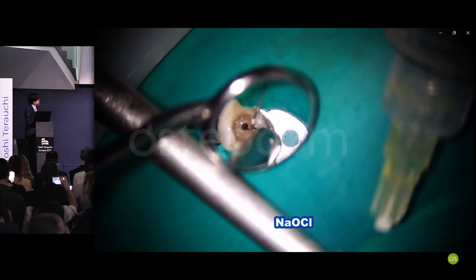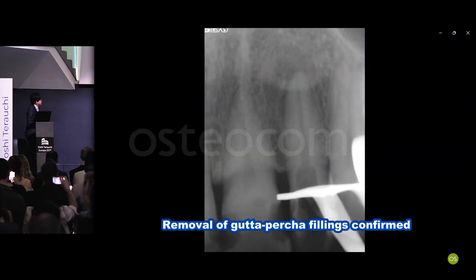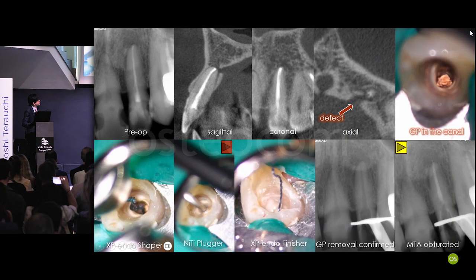Then this is sodium hypochlorite. Then I use hydrogen peroxide. And I took a radiograph. There's no more gutta percha remaining in the canal. So this is immediate post-op. This is MTA. This is 1 visit treatment.